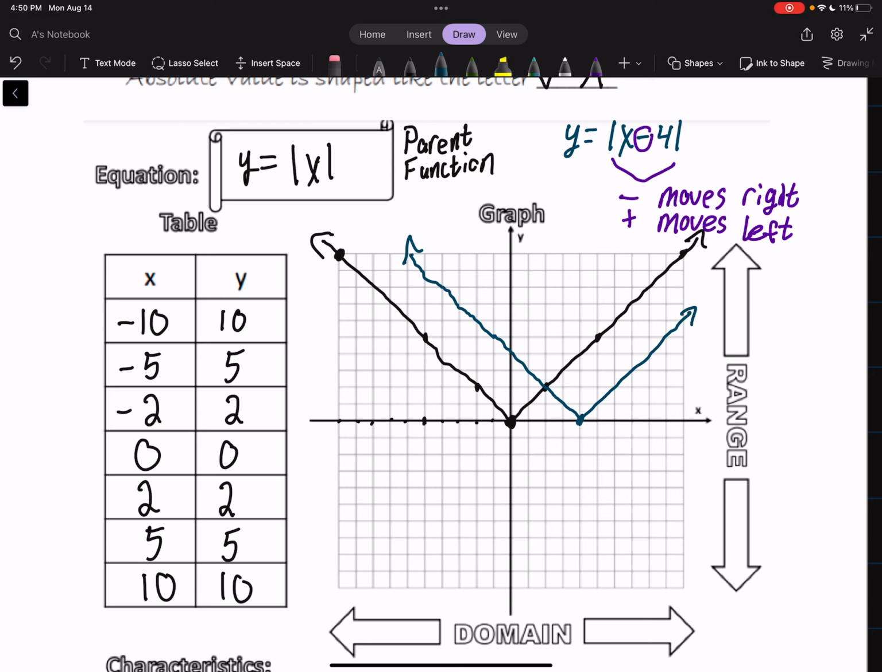As a quick refresher, if we add on a number at the end, we're just changing the y-intercept. So if you add, it's going up, subtract 1 down. So this one's raising up 7. And we have the V still.